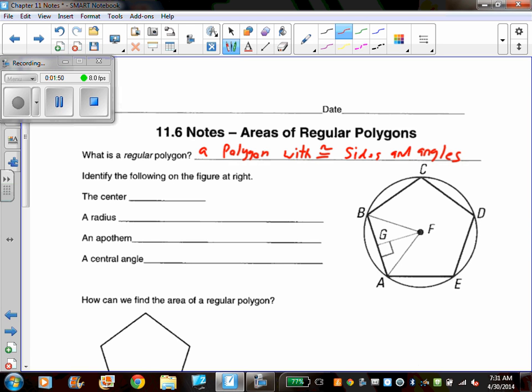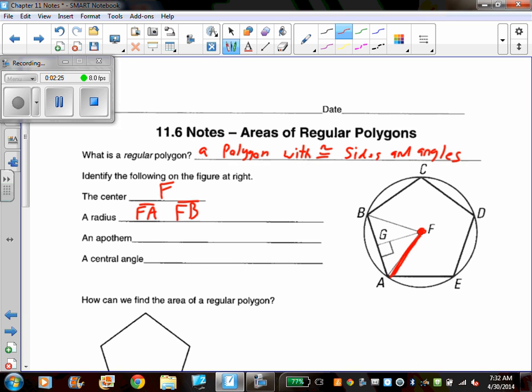So, what we have here now is we have to identify these different parts in this figure. Well, speaking from the circle standpoint, we can see that F here is the center. One of the radii of this circle, we could say that we have FA, that's a radius, going from the center to a point on the circle. So we could say FA is a radius. We could also say that FB is a radius.